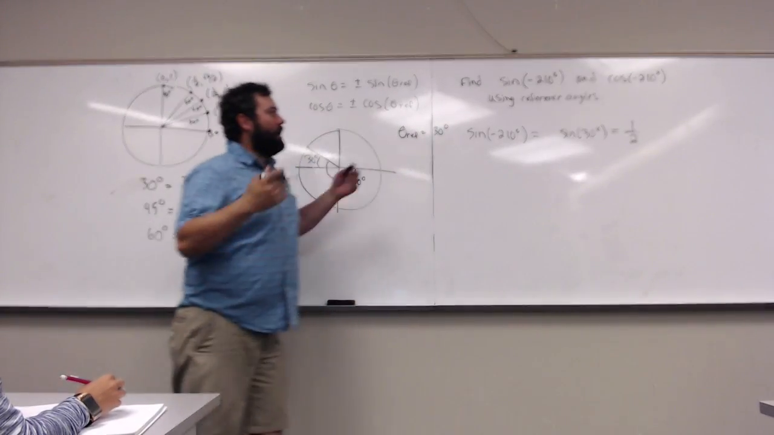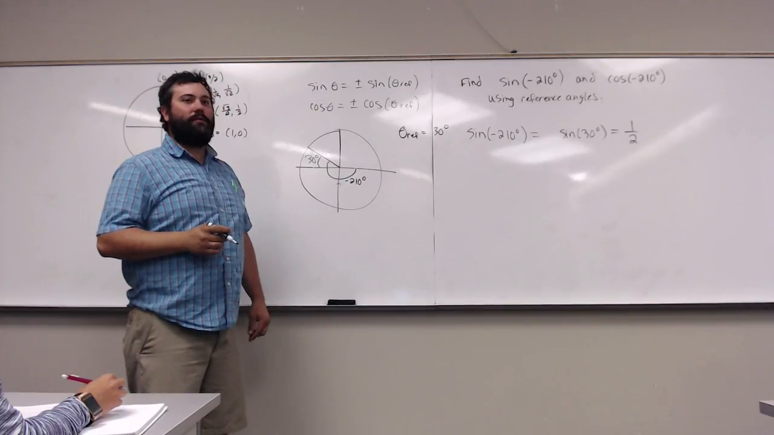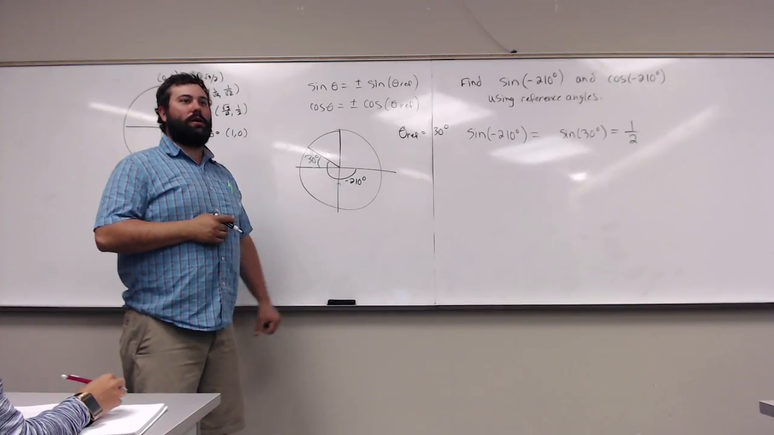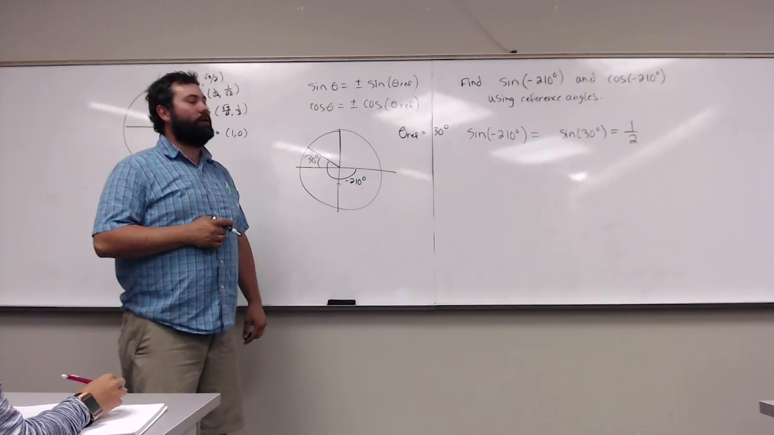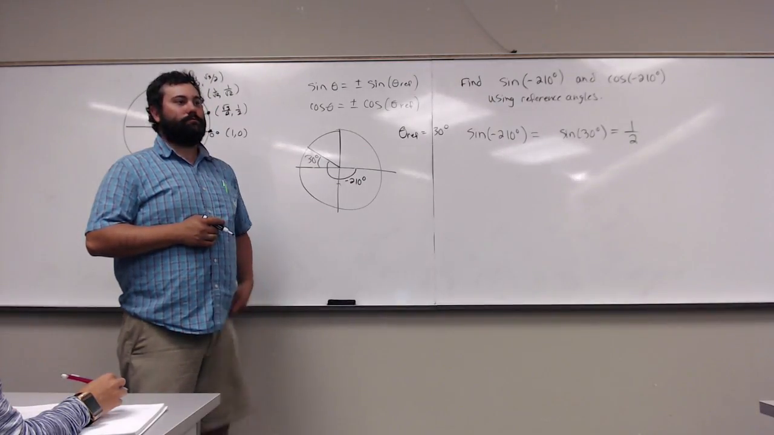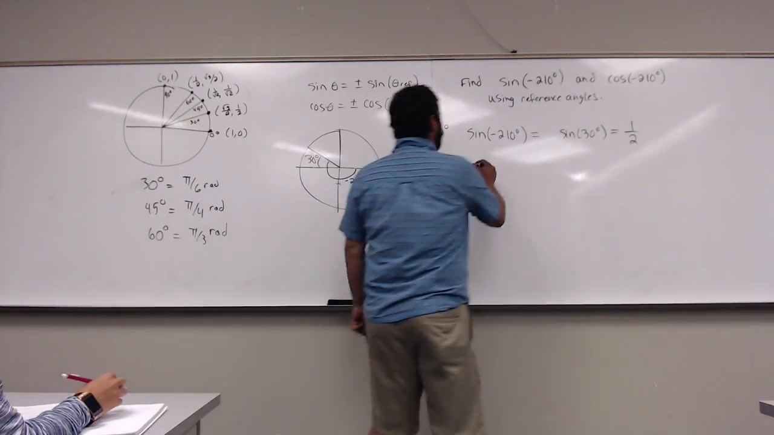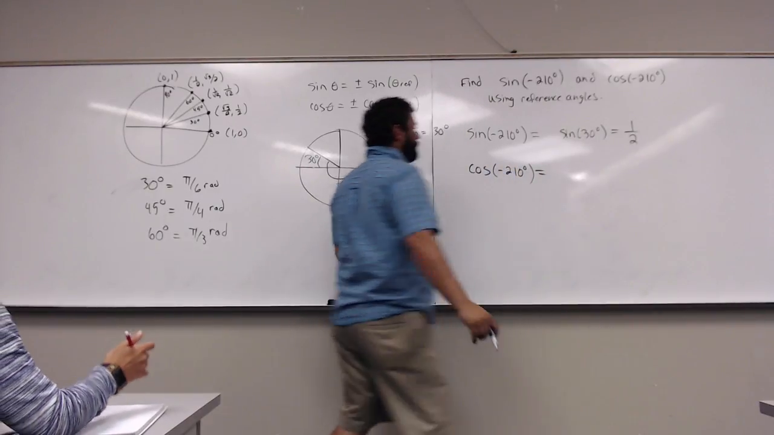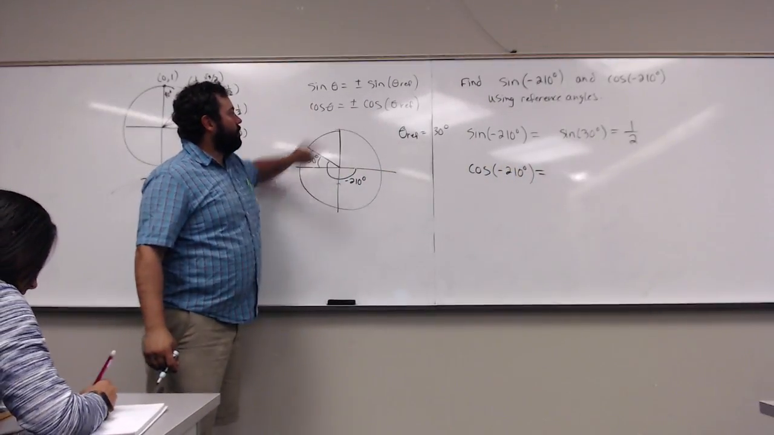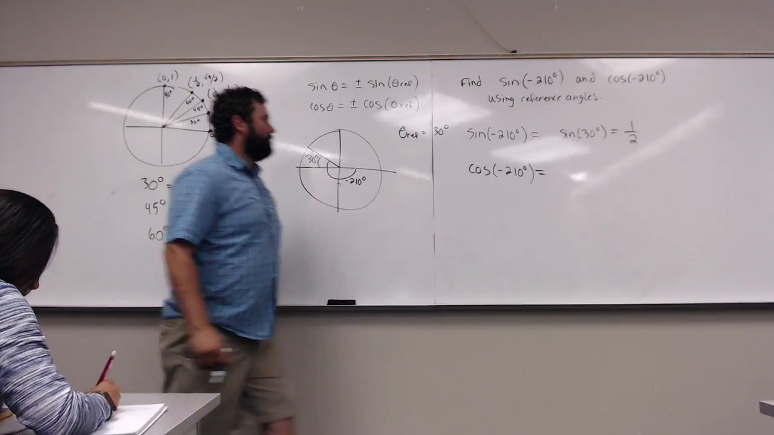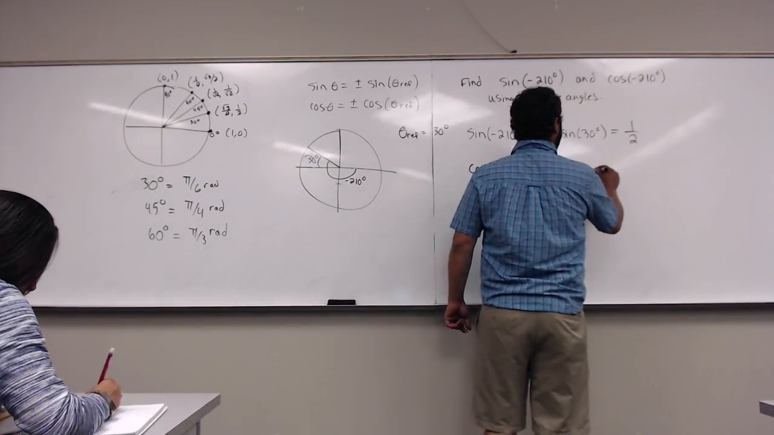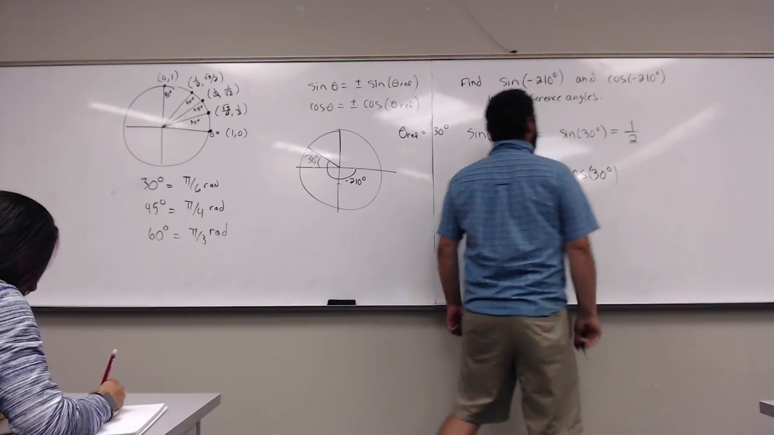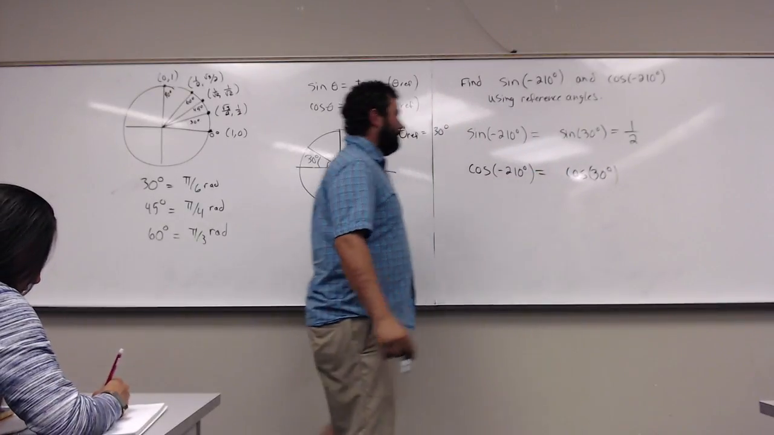If you just write sine of negative 210 equals 1/2, I'm not going to be able to give you full credit. I need to know that you're using the reference angle. Same thing with cosine. If I want to do cosine of negative 210, that's going to be plus or minus cosine of the reference angle. So I know I need a cosine of 30 degrees over here. I just have to determine the sign out front.